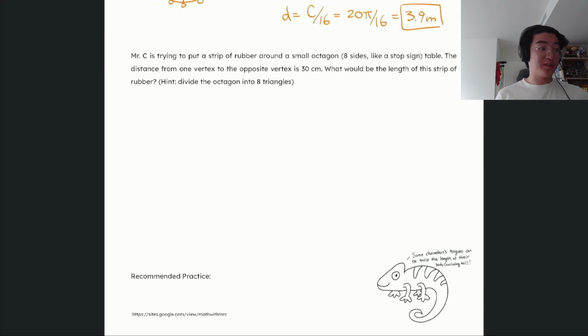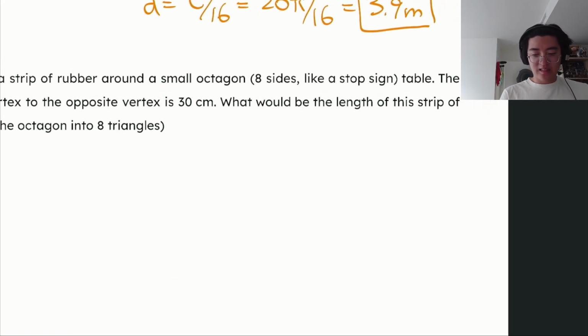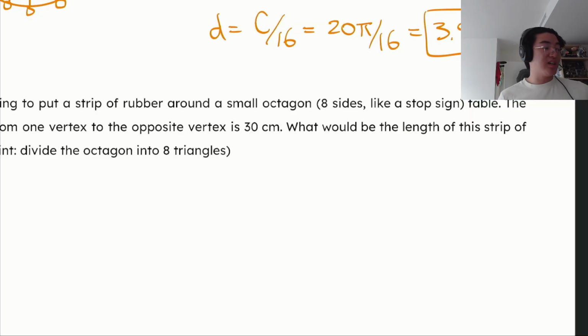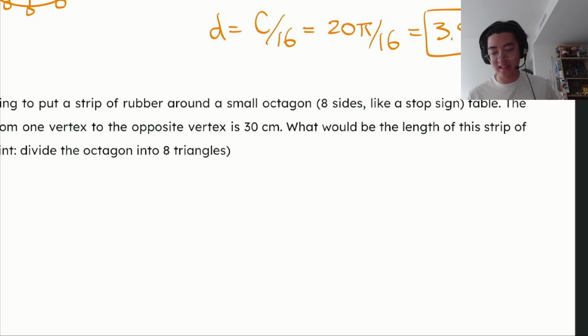Okay, here's a very difficult one. Again, conceptual stuff. This one we'll need to use trig, but setting up is the hard part. So Mr. C is trying to put a strip of rubber around a small octagon table. If you remember, octagon is like a stop sign with 8 sides. Octagon, the octa means 8. Hence why we call it an octopus, because it's got 8 arms.